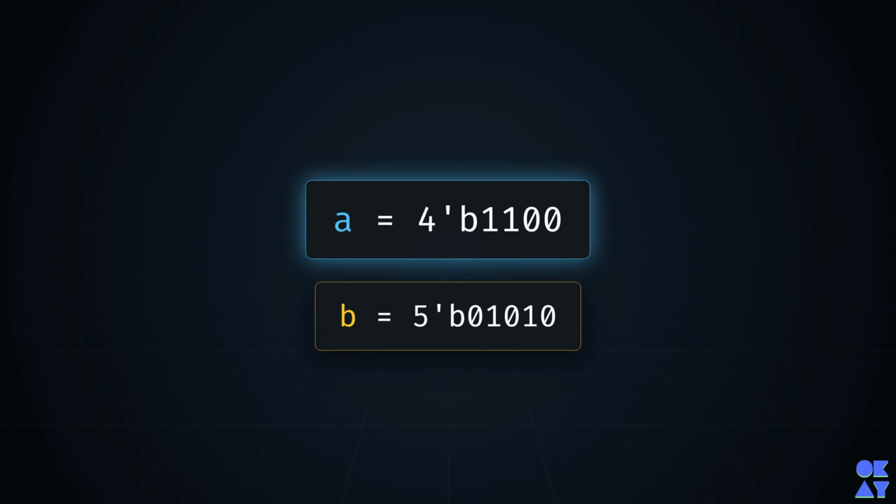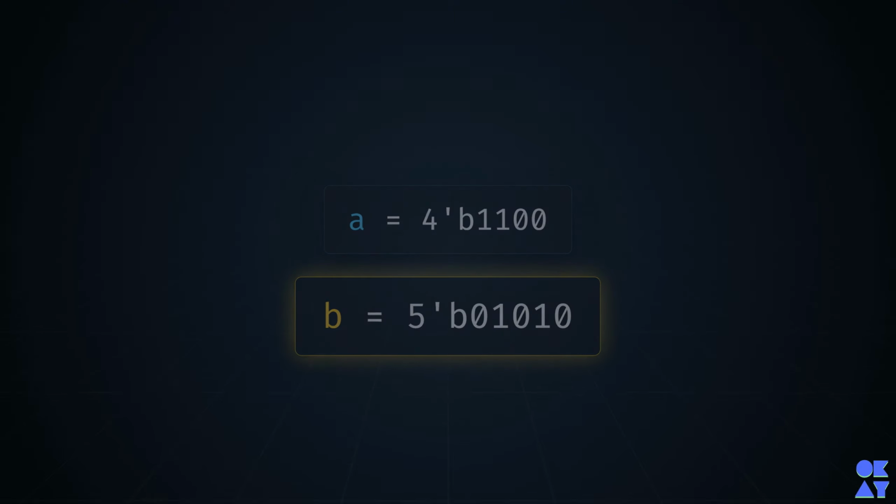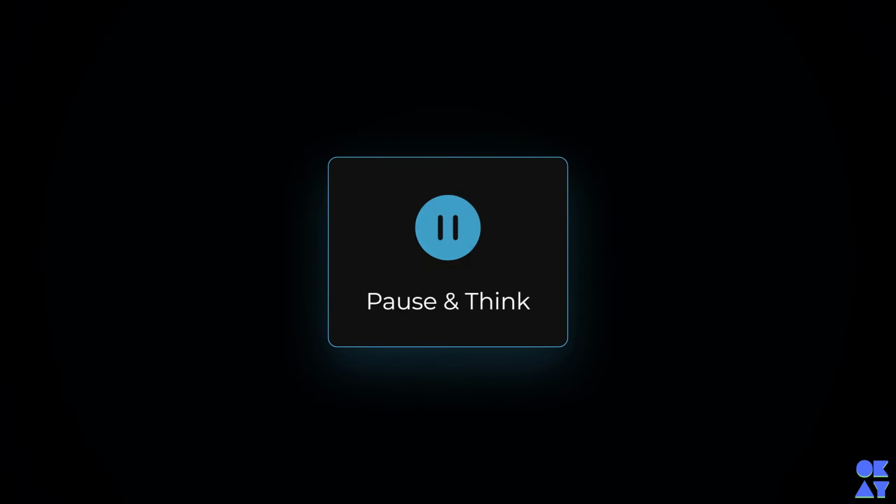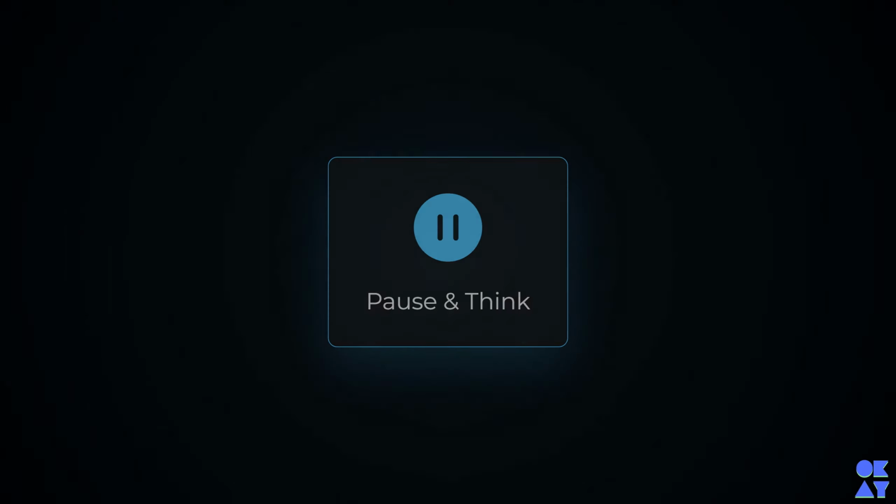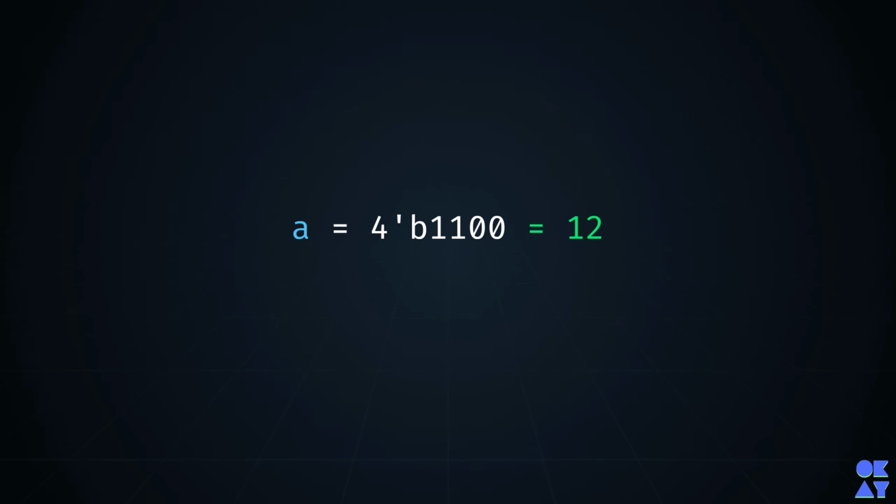Now suppose we have A equals 4'b1100 and B equals 5'b01010. Here, A is 4-bit wide and B is 5-bit wide. Pause the video for a moment and think how the operation will be done. Congratulations if you got it right. If not, let's understand it step by step. A is 4-bit. 4'b1100, which is 12 in decimal. Now, to match the bit width of B, we add a 0 at the MSB. So A becomes 5'b01100. It is still 12 in decimal.